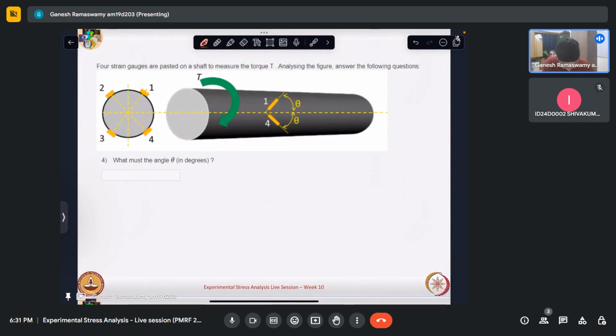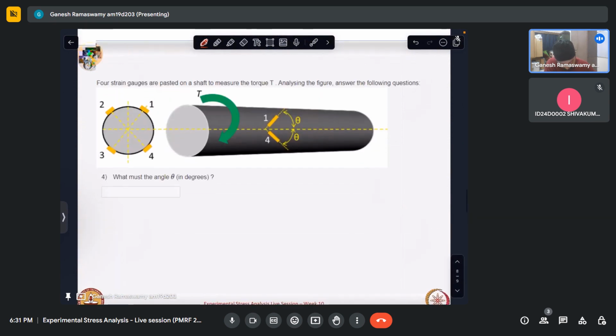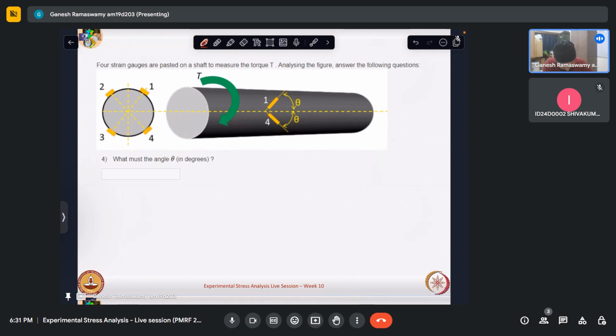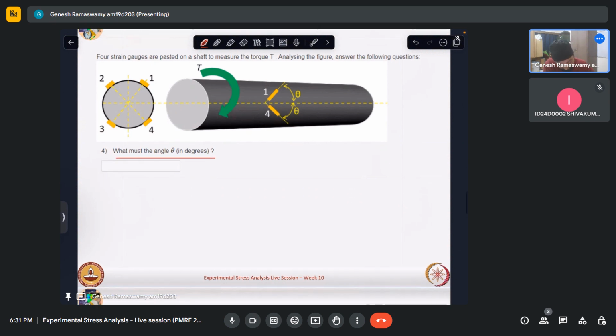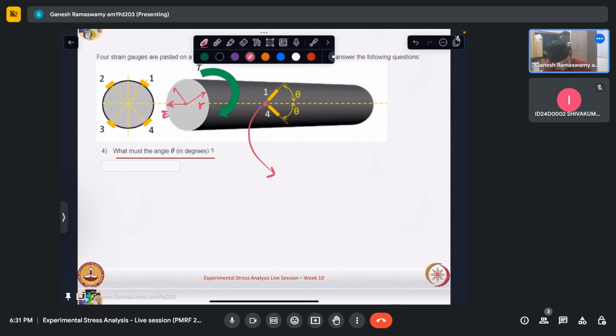Four strain gauges are pasted on a shaft to measure the torque. For analyzing, answer the following questions. Okay, so there's only one question, which is what must be the angle theta in degrees. So we have a shaft which is applied with a torque. Now let me take this point and let this axis be like that. Let this be Z, and we'll have this as R, and this will become theta, the Z theta axis, I'm saying.